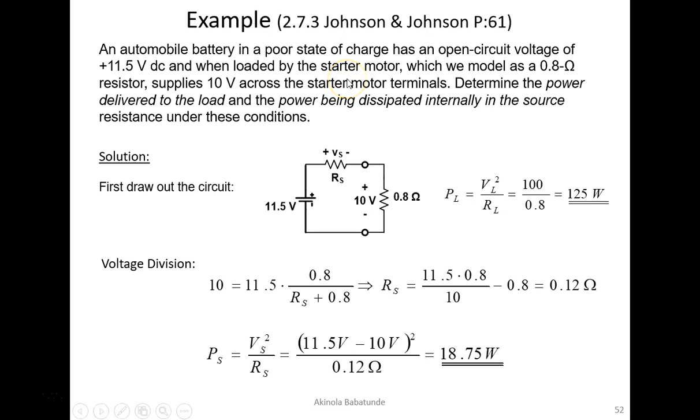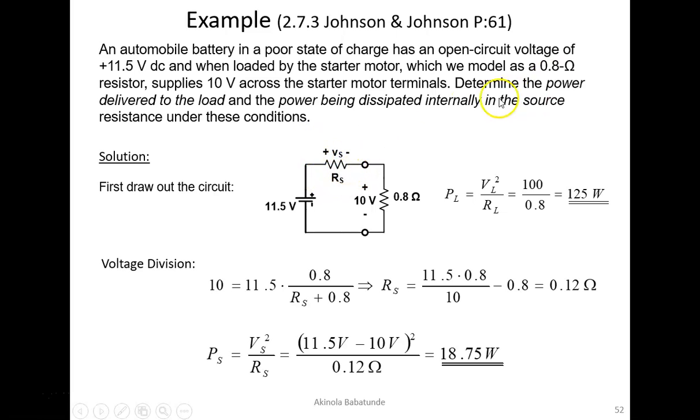And when loaded by a starter motor, which we model as 0.8 ohms resistor, supplies 10 volt across the starter motor terminals. Okay, so you can see this is a starter motor, this is the load. So when loaded by the starter motor, our RL is 0.8 ohms, and the voltage across the starter motor is 10 volts across the 0.8 ohms. Okay, so what you will notice is that we are going to have a small resistive drop in real life, in real applications, and then there's going to be a voltage across a small resistive drop too.